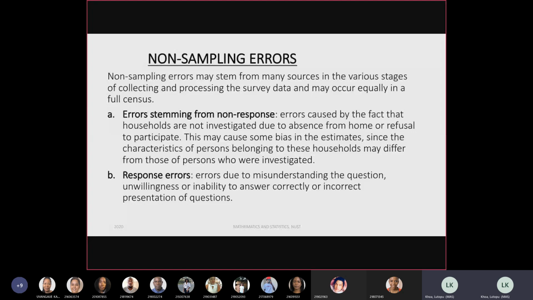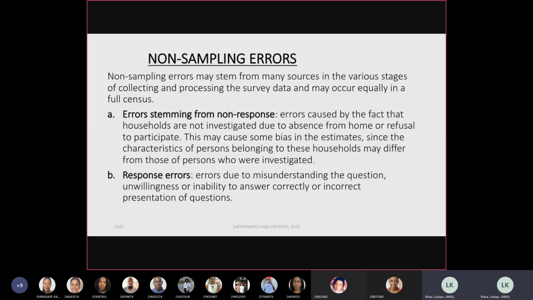So your average may be lower or may be higher because you're only working with the data that you have. Okay, then response errors. This is maybe when people misunderstand the questions. They're also unwilling or unable to answer the questions correctly. So maybe the language you used was confusing, the way you worded the questions. Those are all part of non-sampling errors.